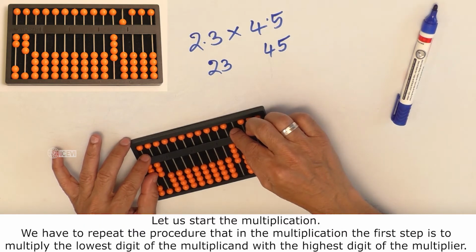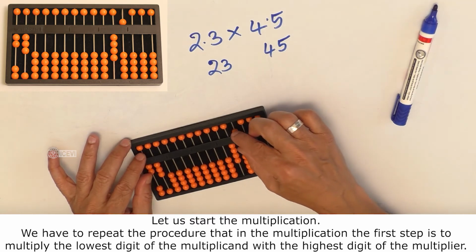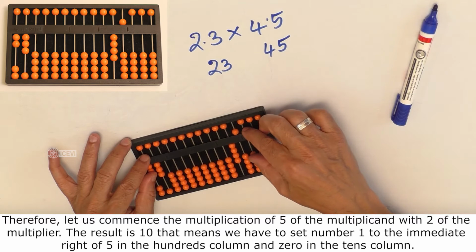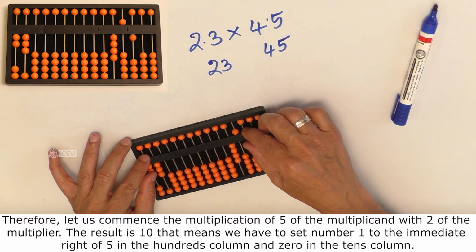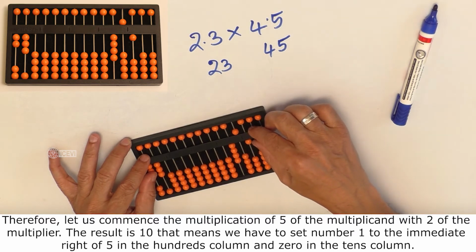Let us start the multiplication. We have to repeat the procedure that in the multiplication, the first step is to multiply the lowest digit of the multiplicand with the highest digit of the multiplier. Therefore, let us commence the multiplication of 5 of the multiplicand with 2 of the multiplier. The result is 10. That means we have to set the number 1 to the immediate right of 5 in the hundreds column and 0 in the tens column.